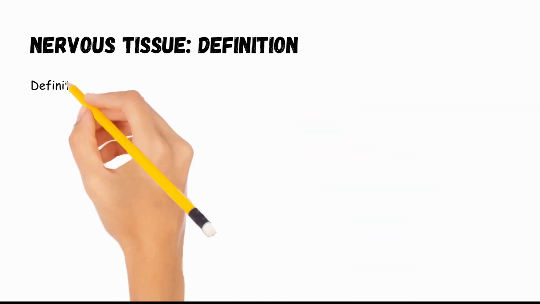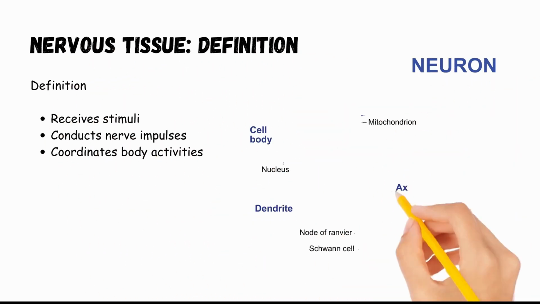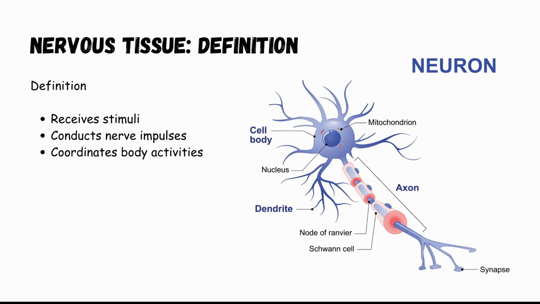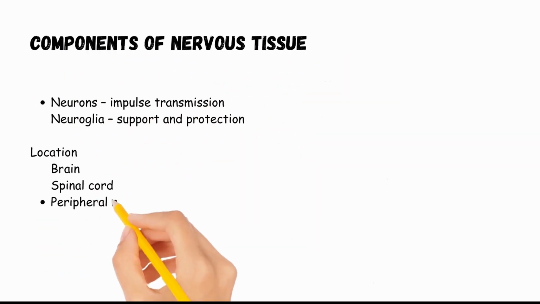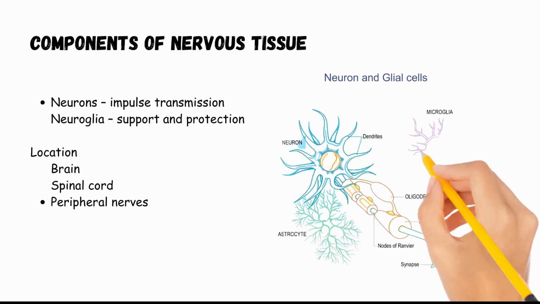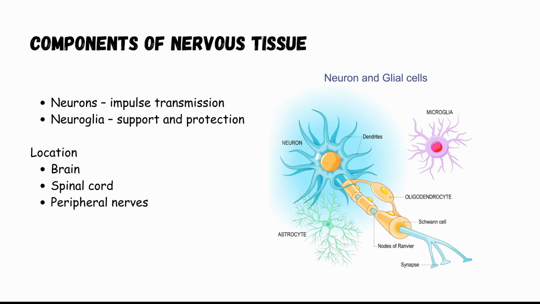Nervous tissue is responsible for control and coordination of body activities. It receives stimuli from the environment, processes information, and transmits electrical impulses. This tissue allows communication between different parts of the body. Nervous tissue consists of neurons, which conduct nerve impulses, and neuroglia, which support and protect neurons. It is found in the brain, spinal cord, and peripheral nerves. Unlike other tissues, nervous tissue has limited regenerative capacity.